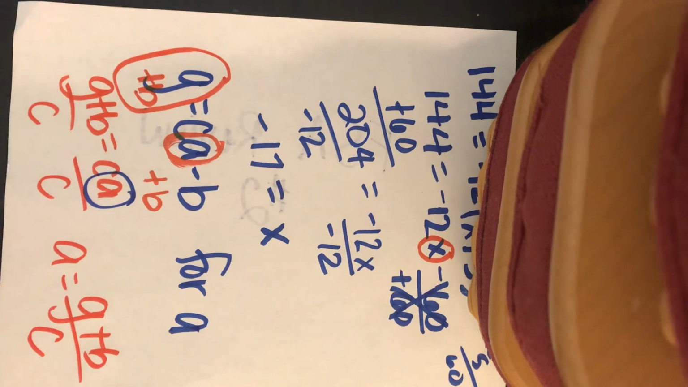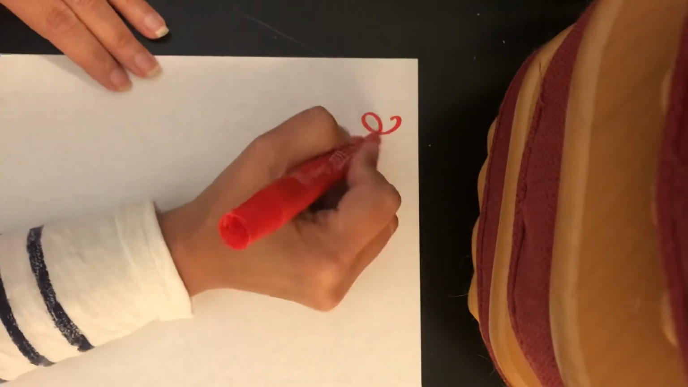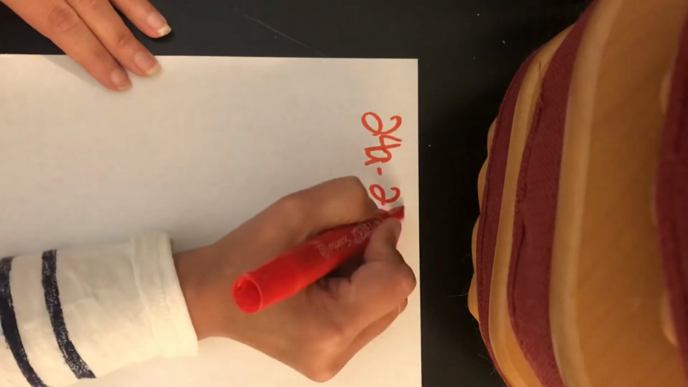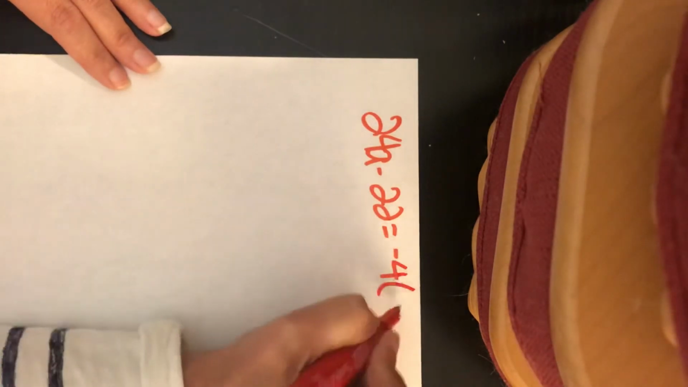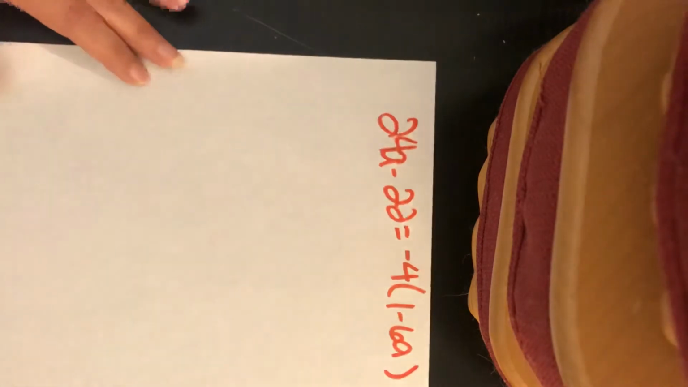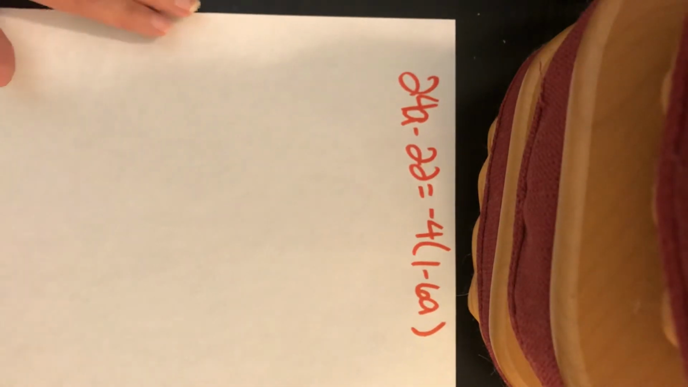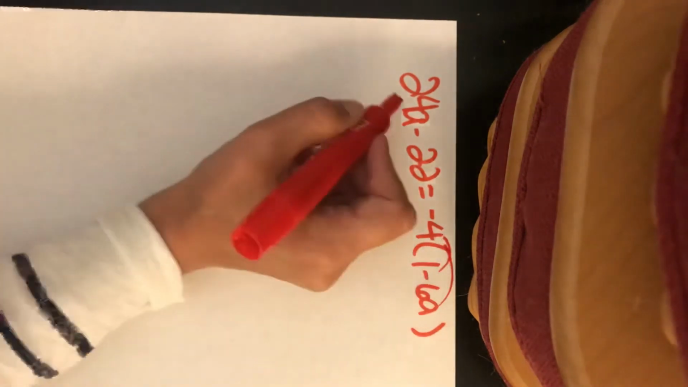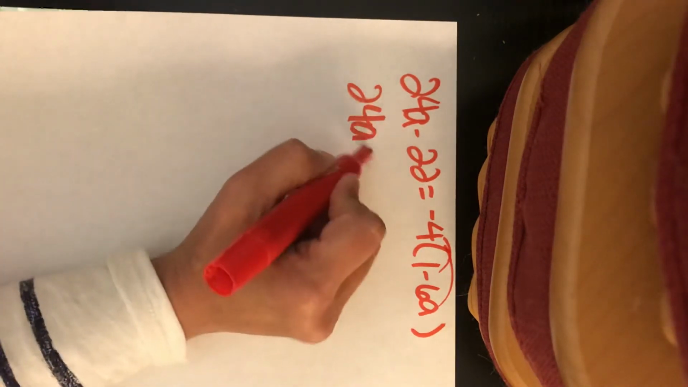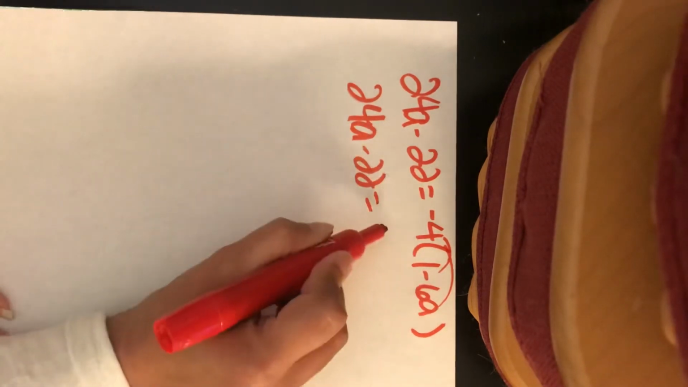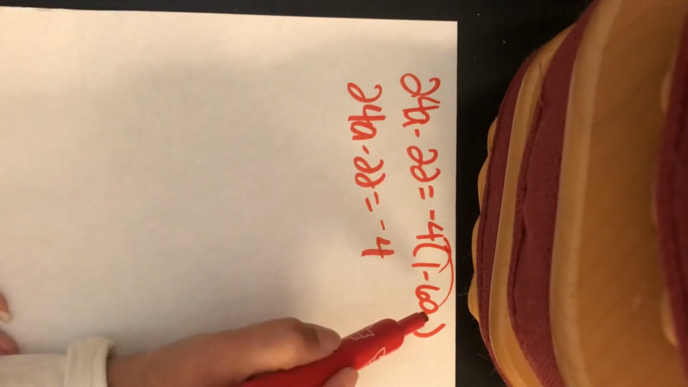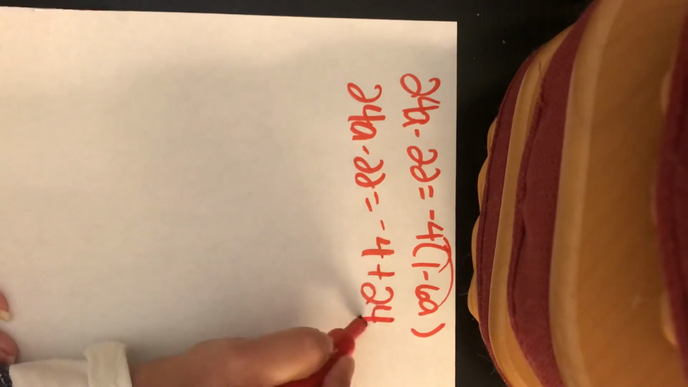Okay, a little bit harder because I know some of the questions on the FSA review sheet have variables on both sides. So let's try one of those. Okay, take a look. Do I have any grouping symbols? In this case, I do. I have a distributive property, so let's get rid of that first. Negative 4 times 1 is negative 4. Negative 4 times negative 6a is a positive 24a.